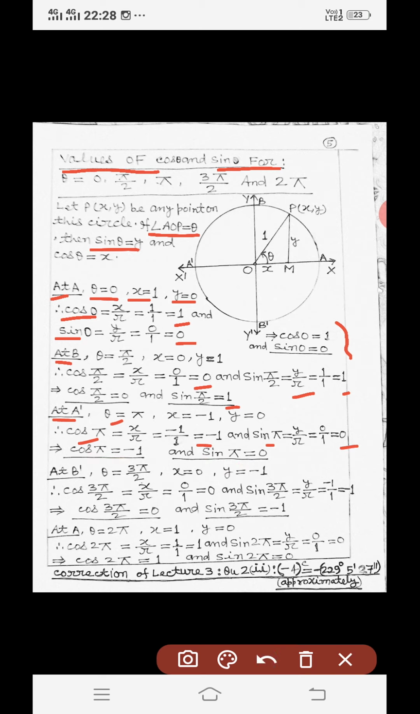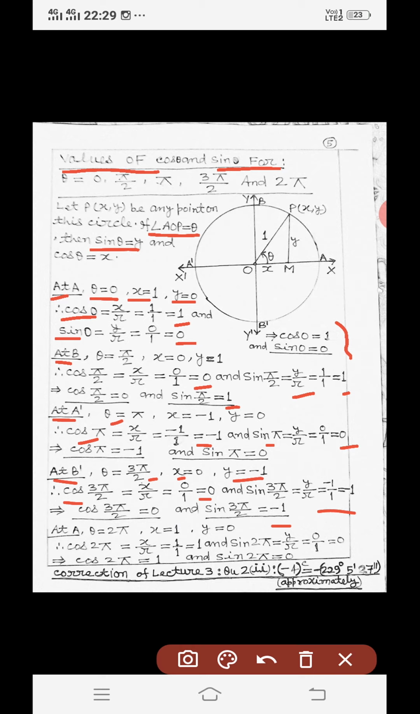At B', when theta is equal to 3 pi by 2, then x is equal to 0, y is equal to minus 1. So cos 3 pi by 2 equal to x by r equal to 0 by 1 equal to 0, and sin 3 pi by 2 equal to y by r equal to minus 1 by 1 equal to minus 1. Therefore cos 3 pi by 2 equal to 0 and sin 3 pi by 2 equal to minus 1.